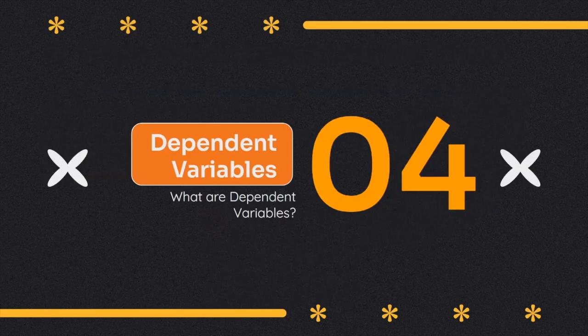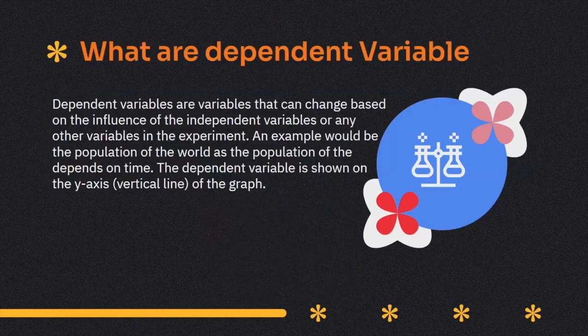Finally, we're going to talk about dependent variables and what they are. Dependent variables are variables that can change based on the influence of the independent variables or any other variables in the experiment. An example would be the population of the world, since the population depends on time. The dependent variable is shown on the y-axis, otherwise known as the vertical line of the graph.